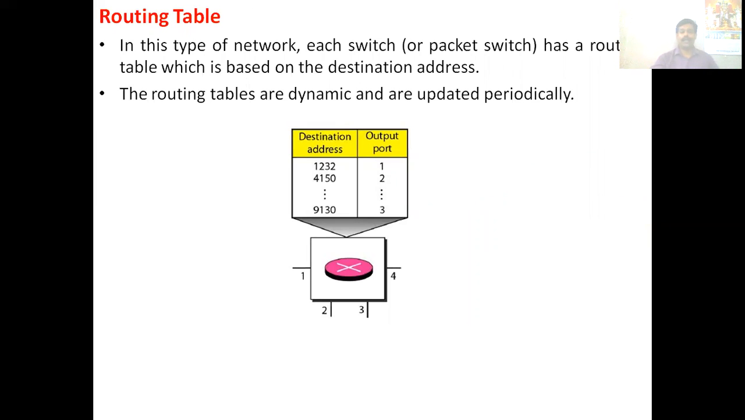Next one, routing table. Each switch will maintain one table called the routing table. It is a dynamic one and it is updated periodically. It will have two pieces of information: one is the destination address and the next one is the output port.